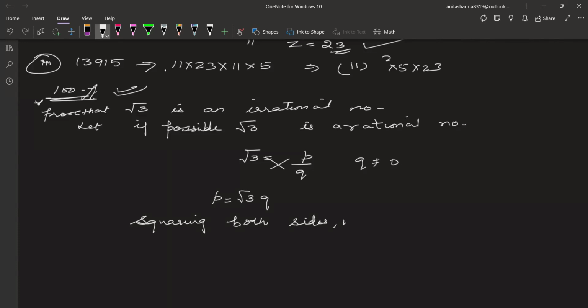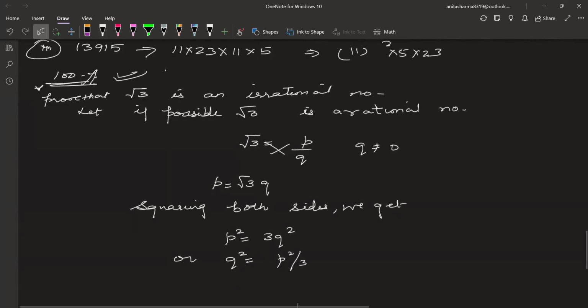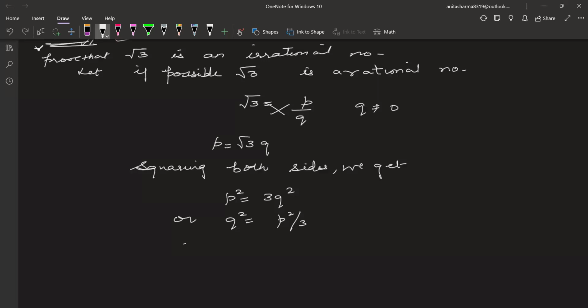P square is equal to 3Q square. So P square will be equal to 3Q square, or Q square you can write as P square by 3. So therefore, P square is divisible by 3, right, beta? Yes, ma'am.